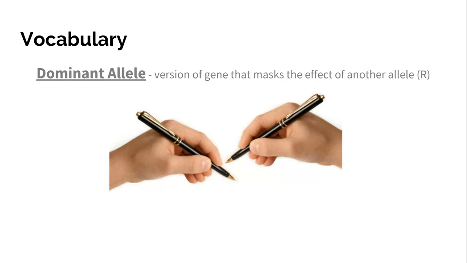Now we're going to get into the vocabulary that's really key for this. So, we're going to talk about dominant alleles. A dominant allele is one that masks the effects of any other allele. We always represent that with a large capital letter.